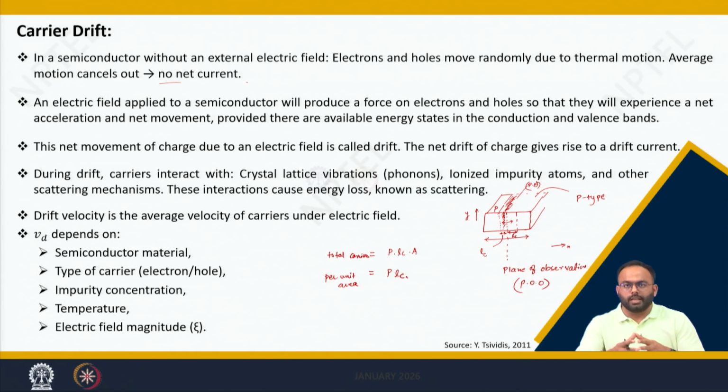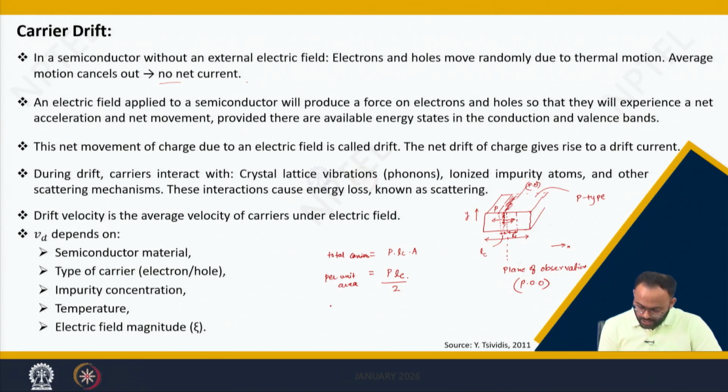As the carriers are doing random thermal motion, there is a 50% probability that a carrier will move in this direction and 50% in the other direction, and hence the total charge which crosses the plane of observation is PLC divided by 2. Now can I define the flux crossing from left to right? It is the total carriers per unit time: P into LC divided by 2 into tau C. Tau C is the mean free time. LC by tau C is nothing but V, the velocity, so the flux is PV divided by 2.